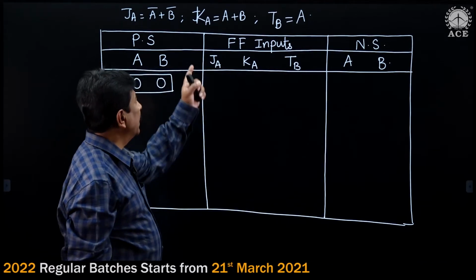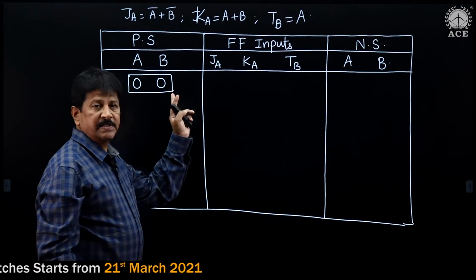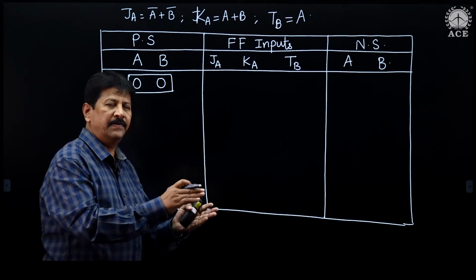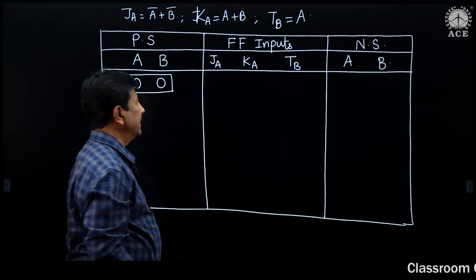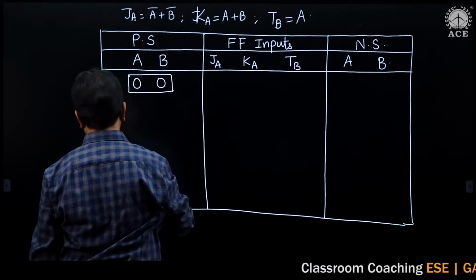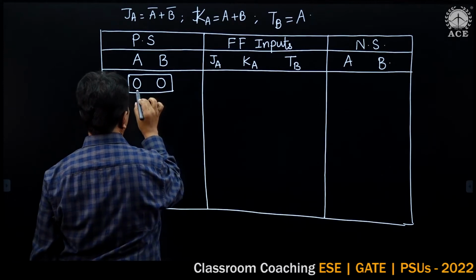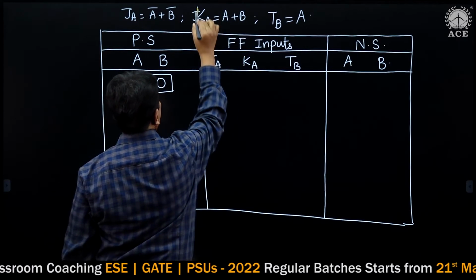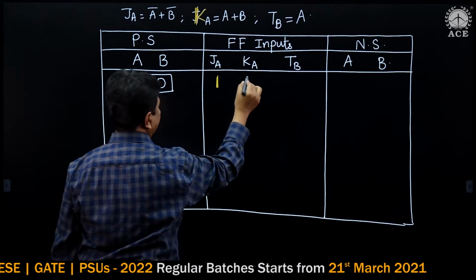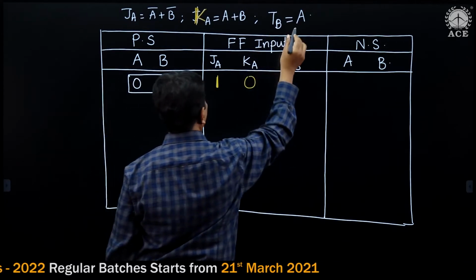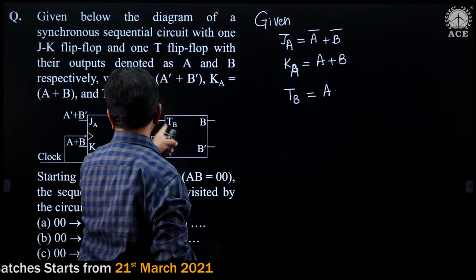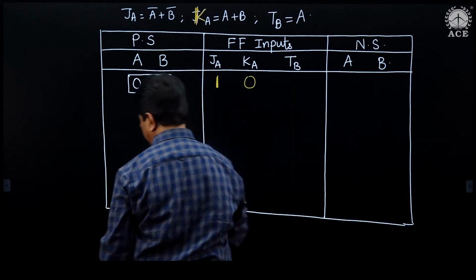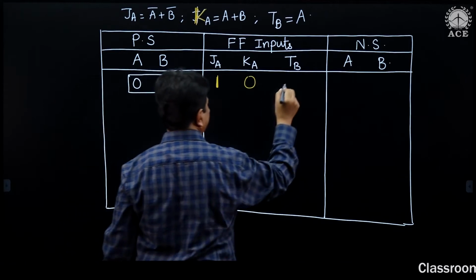So, from the previous circuit, we can make a note of this one here. So, now for each present state, we have to find out its flip-flop inputs, and using the truth table of JK flip-flop and T flip-flop, we have to find what is the next state. For example, JA is equal to A bar plus B bar. So, 0 complement plus 0 complement, this is going to become 1. And KA is A plus B, that is 0. And TB is equal to A, that is, whatever value is there, that is going to come here.